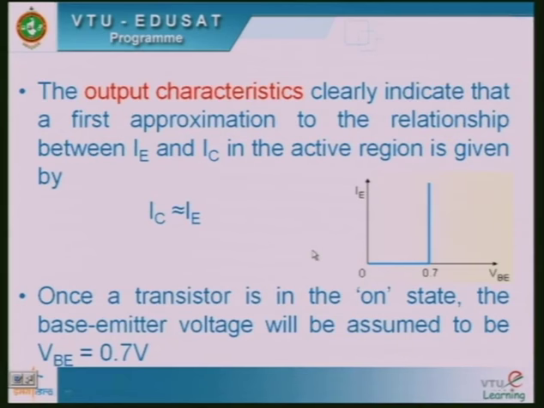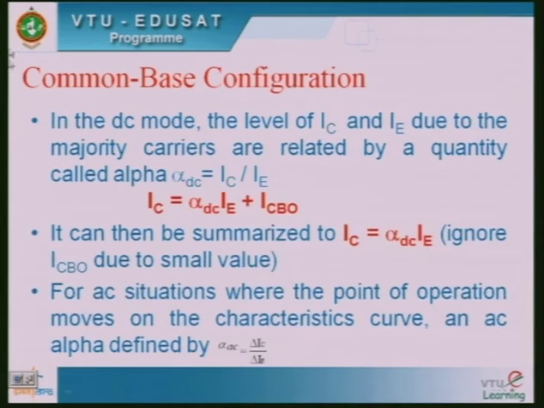So the output characteristics clearly indicate the first approximation to the relationship between IE and IC in the active region, given by IC approximately equal to IE. Since IB is very small, in the range of microamperes, we have neglected it. So assume that IC is equal to IE. Also note that once a transistor is in the on state, the base emitter voltage is assumed to be VBE equal to 0.7 volts, as you can see from this particular graph.